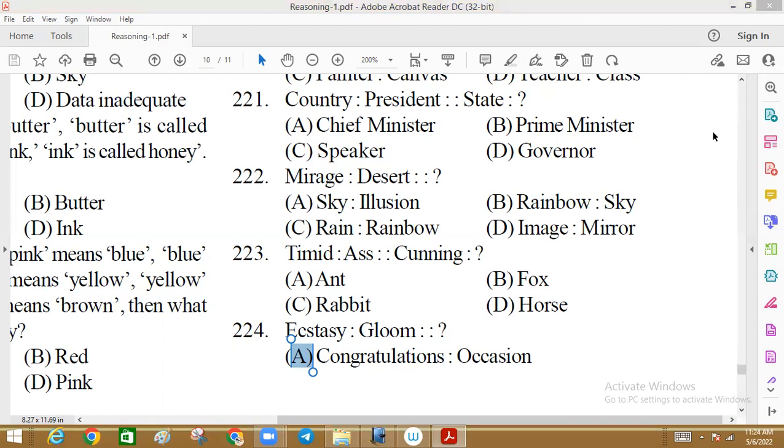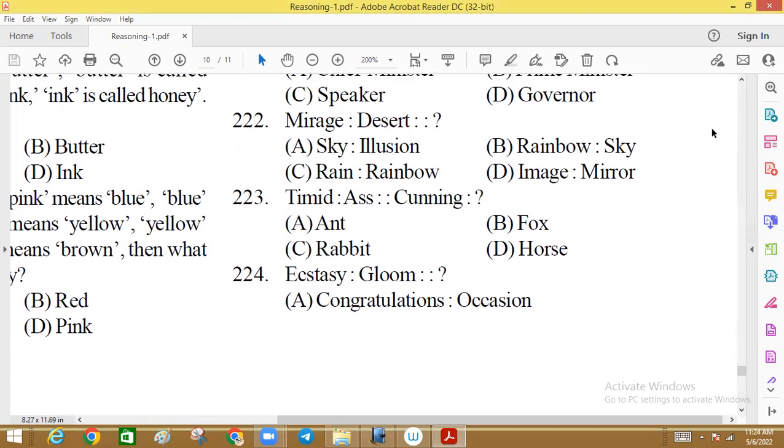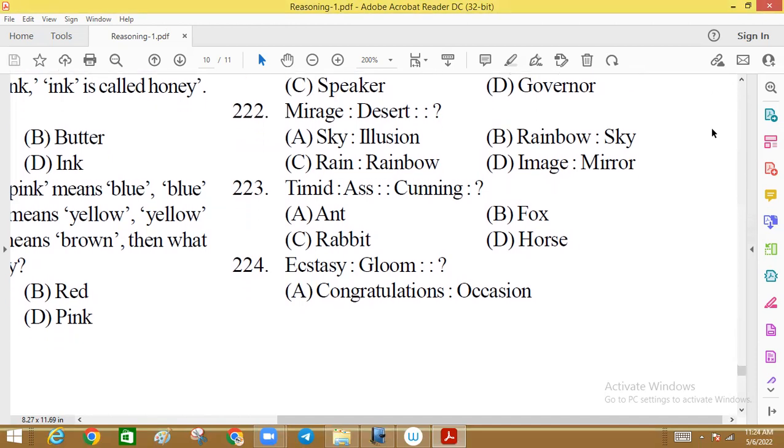Next, 222. Mirage, desert. In the same way, rainbow, sky. What is the relation between mirage and desert? Mirage formation can be seen in the desert. So mirage is a phenomenon that occurs in the desert due to the total internal reflection of light. It occurs by a physical phenomenon called total internal reflection of light.